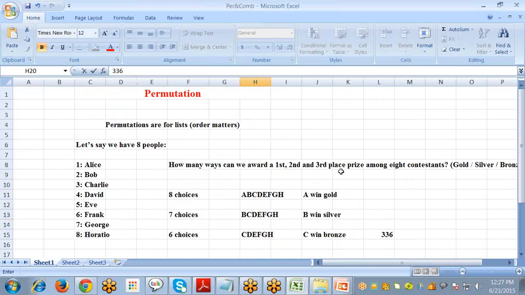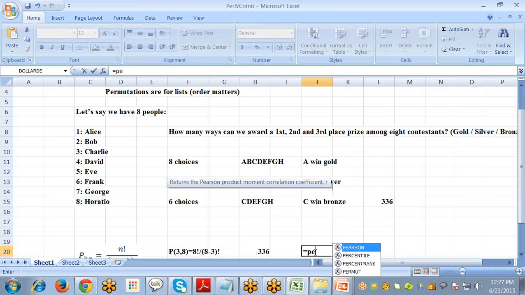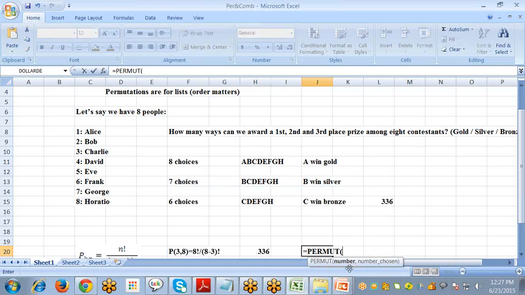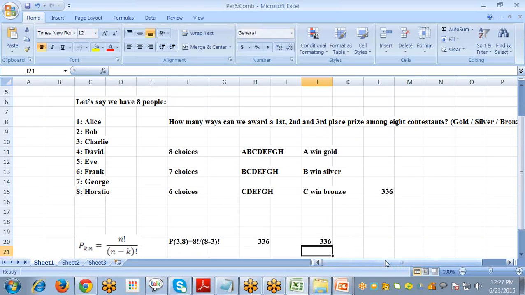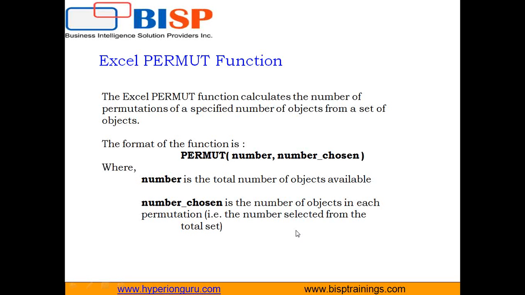So just select the cell, type an equal sign, select the function PERMUT and pass the values. The first one is the number, that means the total number of objects or total number of people, and then the number chosen, that means 3. Enter. So this will give the same output as the whole calculation gives. So this is how Excel PERMUT works for calculating permutation.